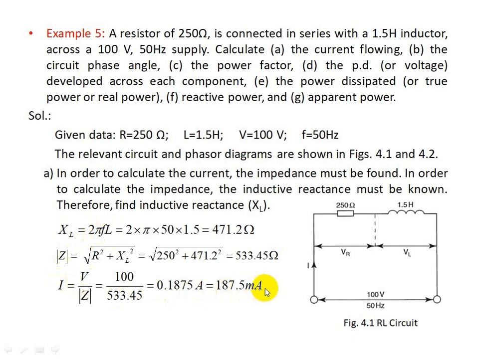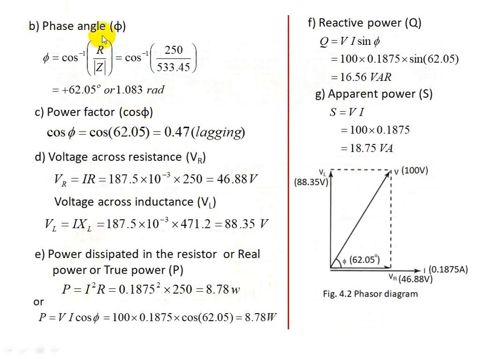This is the RMS value of current. Then coming to the phase angle phi. Since we know resistance and impedance of the circuit, you can use the formula cos inverse of R by Z. If you substitute the values, you will get the phase angle as plus 62.05 degrees.